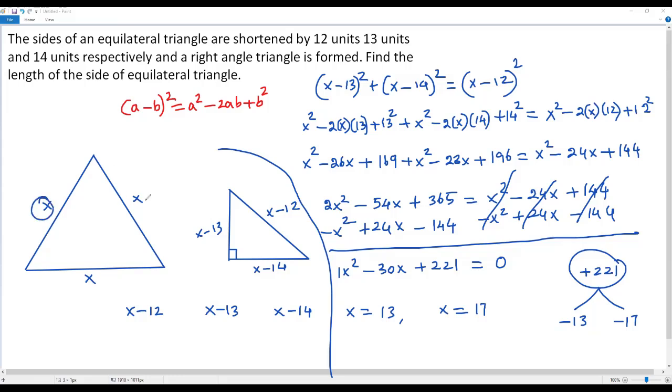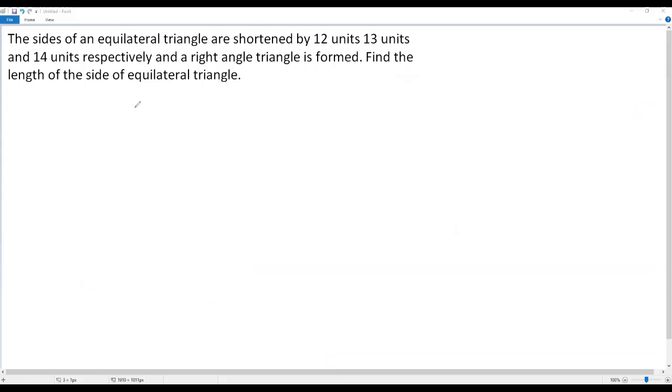Actually, x represents the length of the side of the equilateral triangle. So since both of them are positive values, which one can be considered as the length of the side of the equilateral triangle? For that, we have to verify both the answers. Let me erase all the stuff and continue the problem. x = 13 and 17.